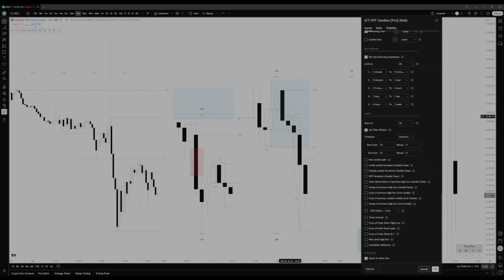Cross of previous candle's middle. So in the event of some candle, the previous candle's middle section, so the candle from here to here, the middle is right there. The minute it came and crossed it, that will trigger an alert to tell you that price retraced 50% of the previous candle.